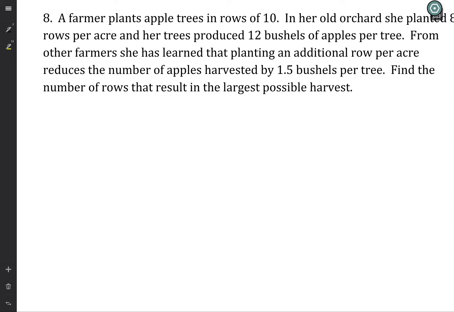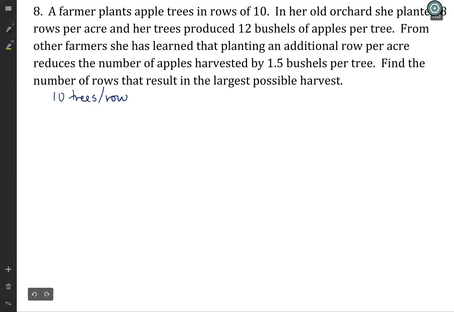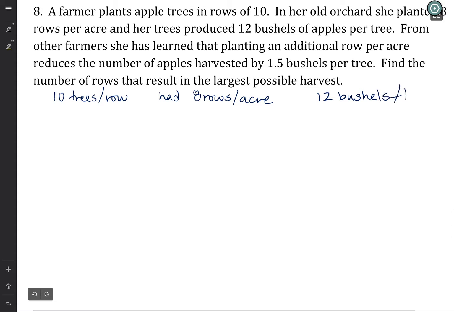Hi all. In number 8, we have a crop yield problem. So we know that a farmer plants apple trees in rows of 10. So we know we have 10 trees per row. In her old orchard, she planted 8 rows per acre. So we had 8 rows per acre. And her trees produced 12 bushels of apples. There's an extra line in there, 12 bushels per tree.